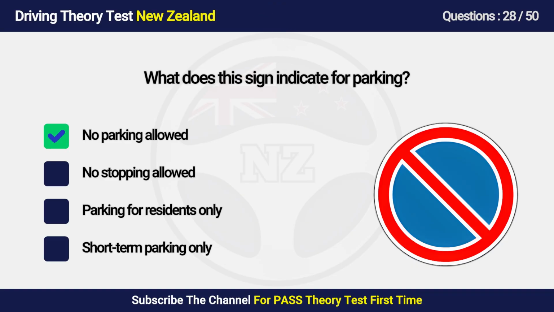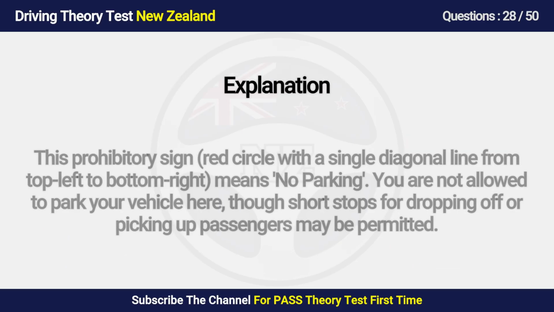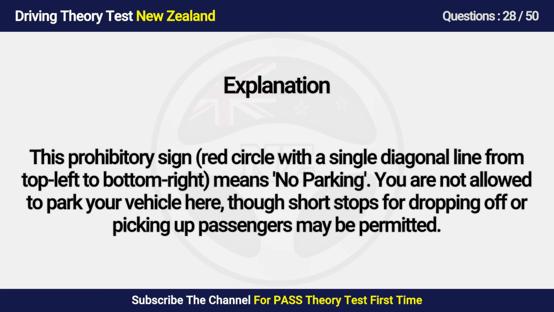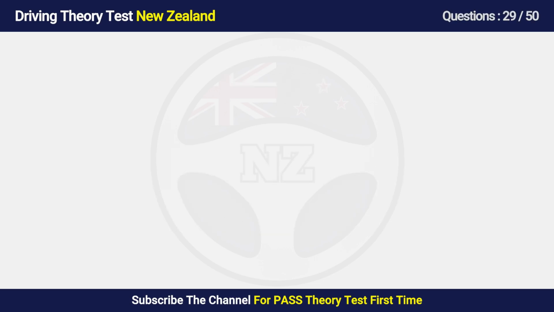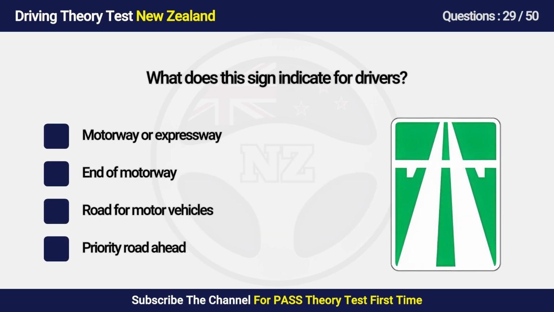Answer is A. No parking allowed. This prohibitory sign, a red circle with a single diagonal line, means no parking. You are not allowed to park your vehicle here, though short stops for dropping off or picking up passengers may be permitted. Question 29. What does this sign indicate for drivers?